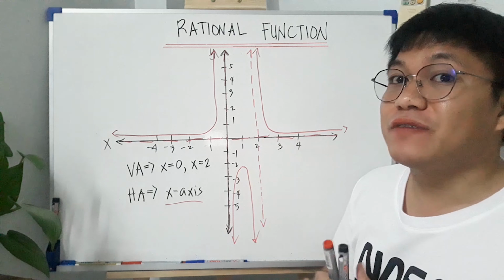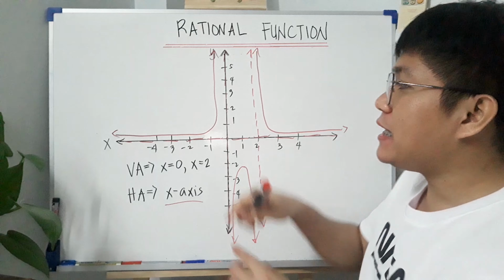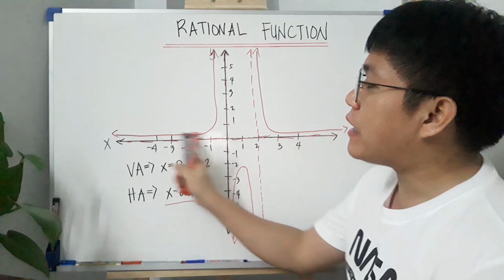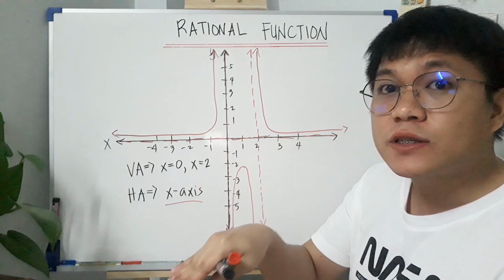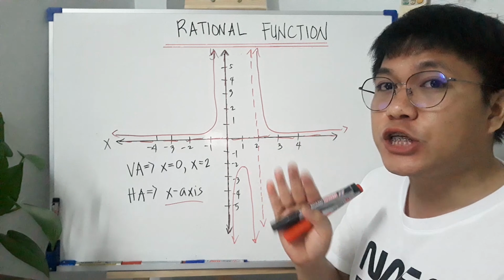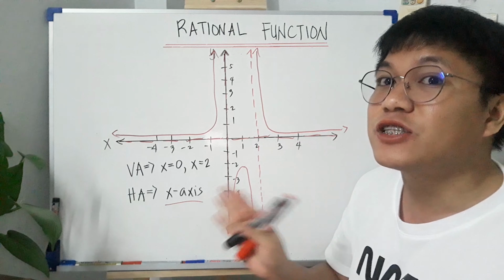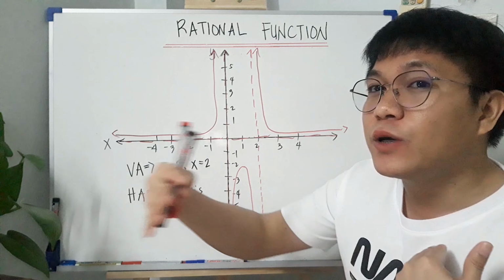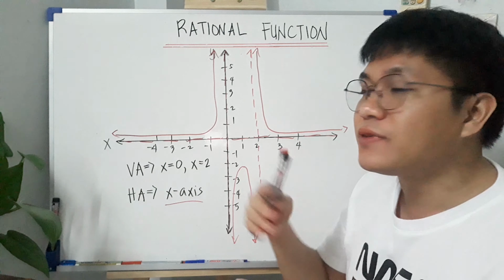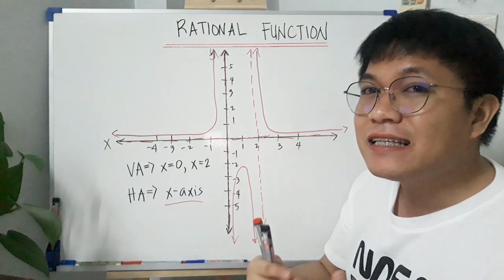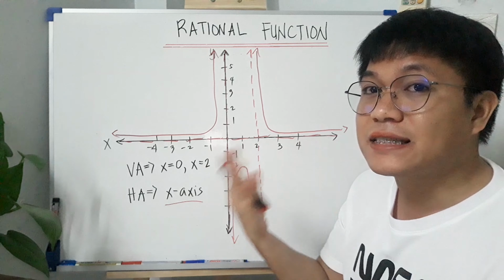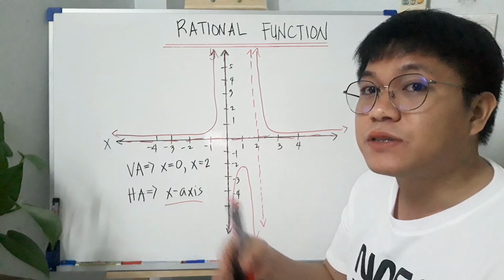The same with the previous example, as you can observe, the graph of this rational function is simply getting closer, or approaching, both the vertical and the horizontal asymptote, but it never touches. Even if you extend both the vertical and the horizontal asymptote into infinity, the graph of this rational function still never touches both asymptotes. It gets closer and closer, but it never touches. Okay.